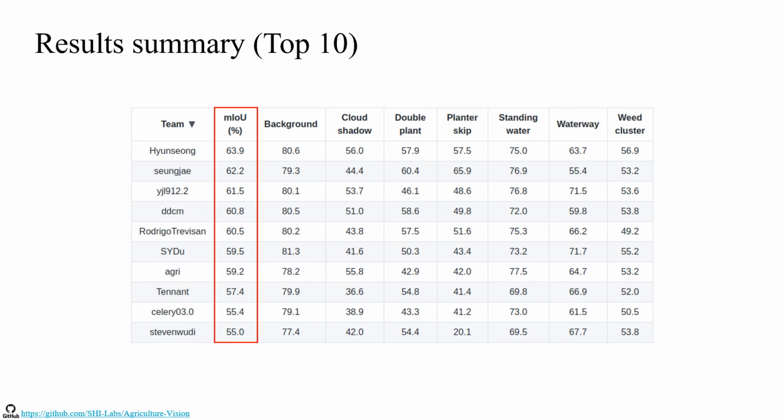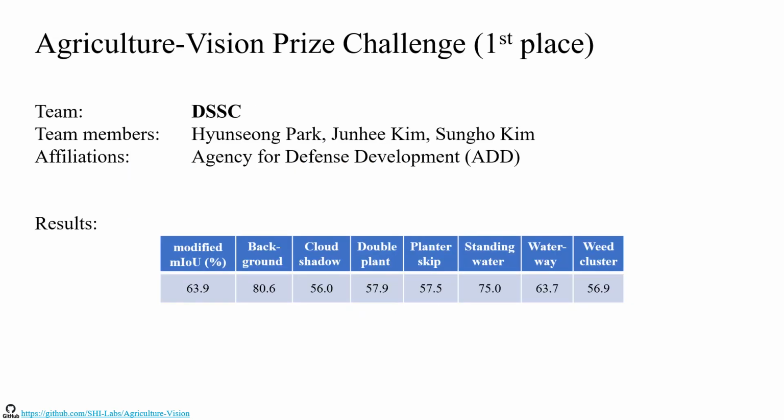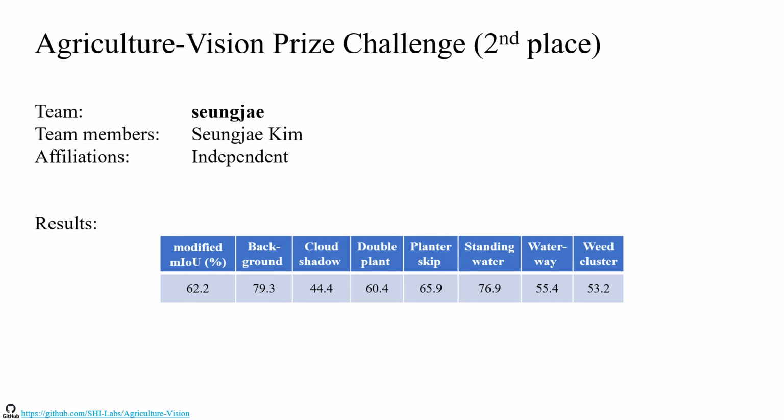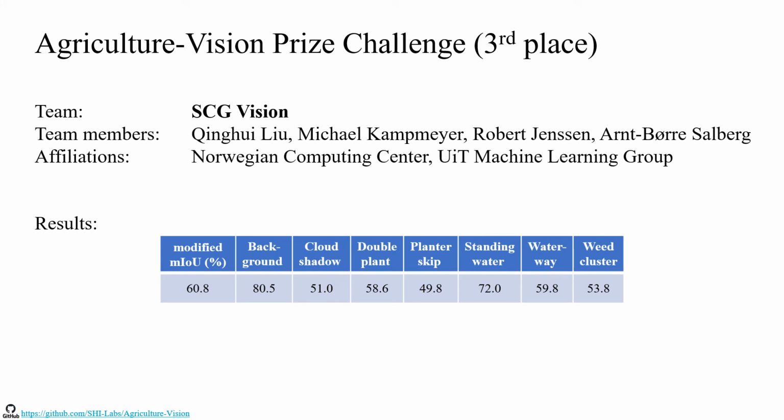After selecting the top performing teams and verifying their final submissions, we have decided on the 1st, 2nd, and 3rd place of the prize challenge. The first place of the Agriculture Vision Prize Challenge is Team DSSC from Agency for Defense Development. They achieved a modified MIOU of 63.9% on the leaderboard. The second place is Team Sungjae as an independent participant. The team achieved a modified MIOU of 62.2% on the leaderboard. The third place is Team SCG Vision from Norwegian Computing Center and the UIT Machine Learning Group. The team achieved a modified MIOU of 60.8% on the leaderboard.